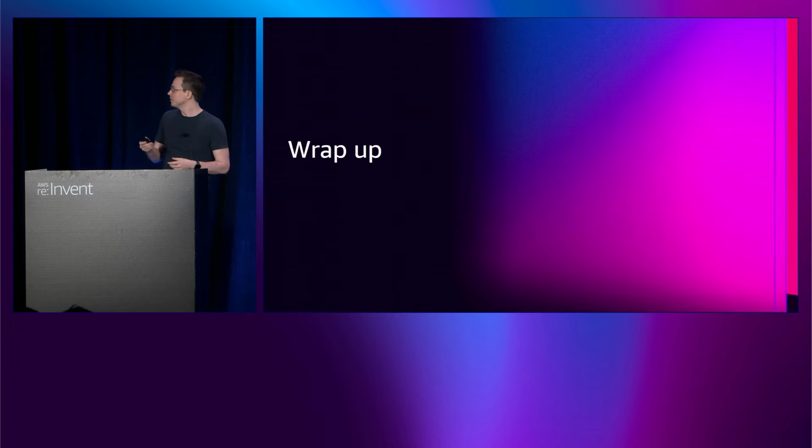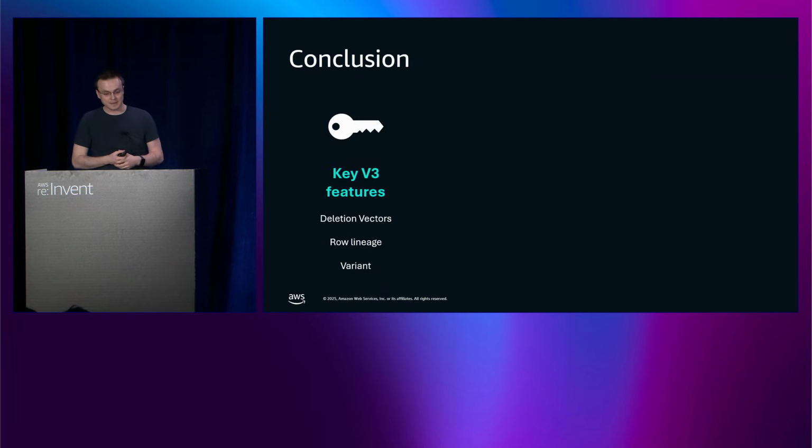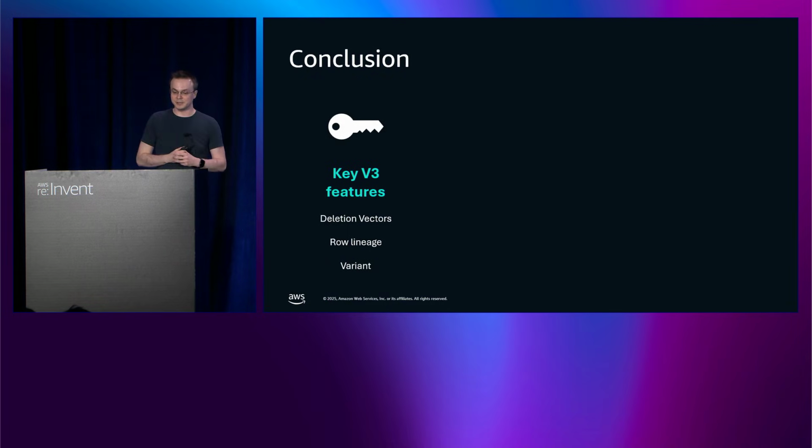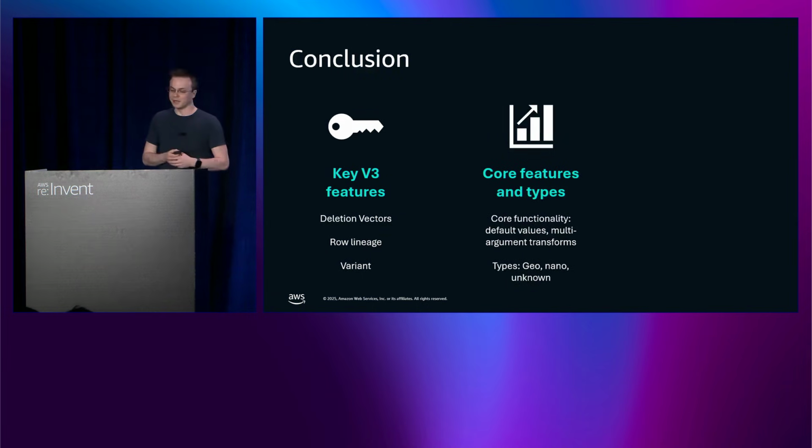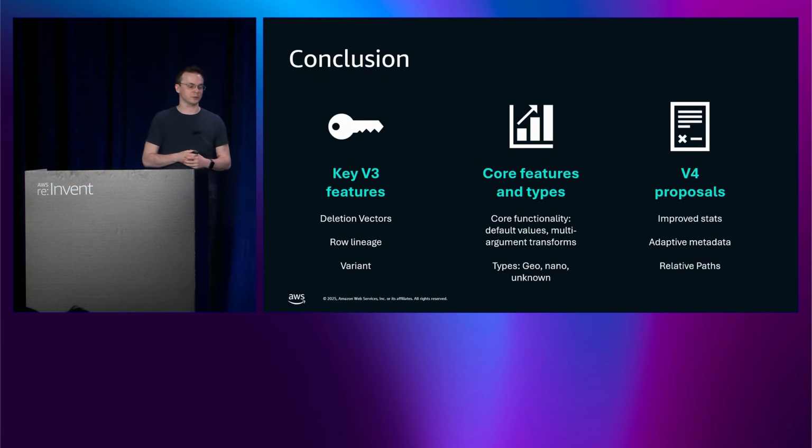So just to wrap things up, Ron talked about the key V3 features, which are deletion vectors, row lineage, and variant data type. Then he talked about the core features, so the core functionalities such as default values, multi-argument transforms, and the new types. So the geo, nano, and the unknown. And I just went through the V4 proposals. So that's the improved stats, adaptive metadata, and relative paths.